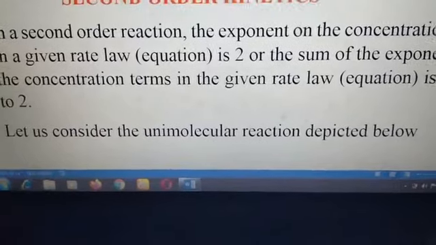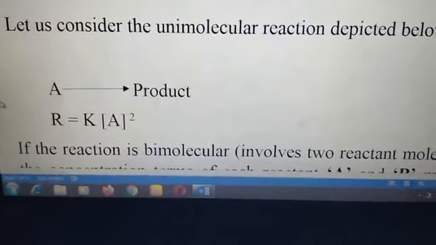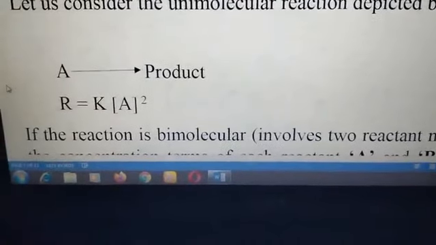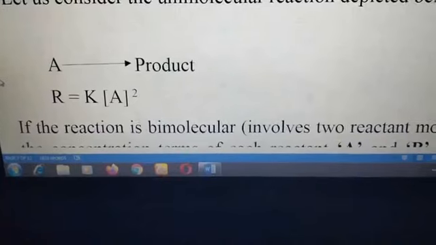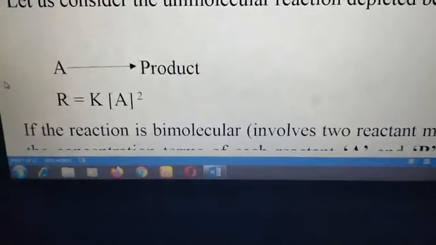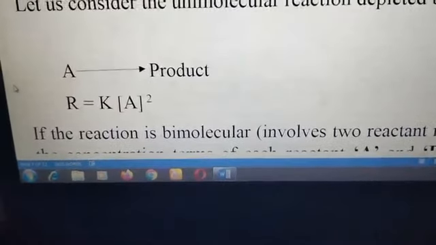So let us consider the unimolecular reaction depicted below. Let's look at the same unimolecular reaction we'll be using as example. This time around, rate is equal to K multiplied by the concentration of A. The power to which A is raised is 2. So that is why it's called a second order reaction.